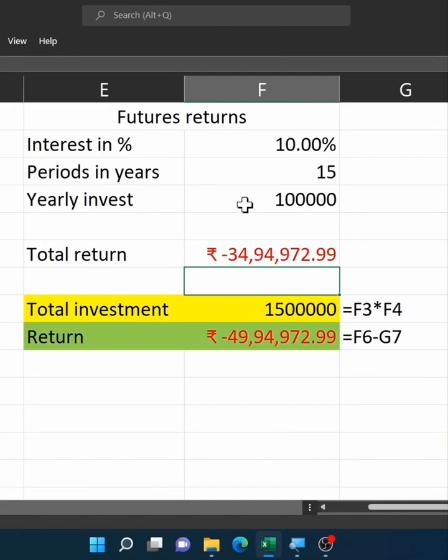Now the system calculated the future returns. After 15 years, if we invest 1 lakh every year, we can get this much of an amount. Okay, it is showing the negative value.